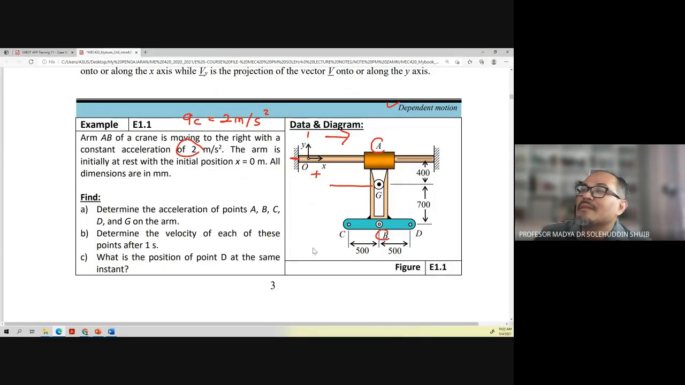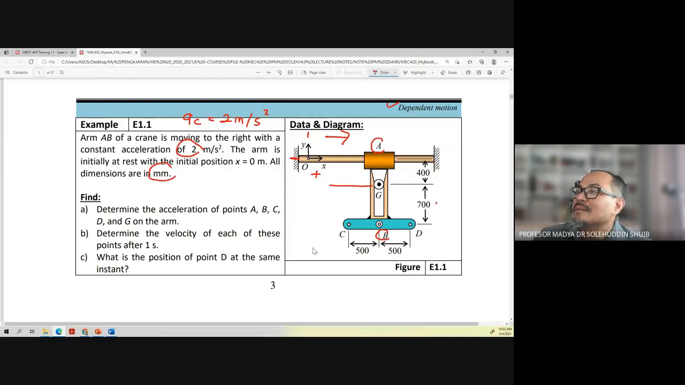So given here all dimensions are in millimeter. So this is in millimeter. So look at, make sure the unit, yeah, make sure the unit. Given here all is in millimeter. Okay. So we need to convert because the acceleration is in meter per second square. So what you need to do here?